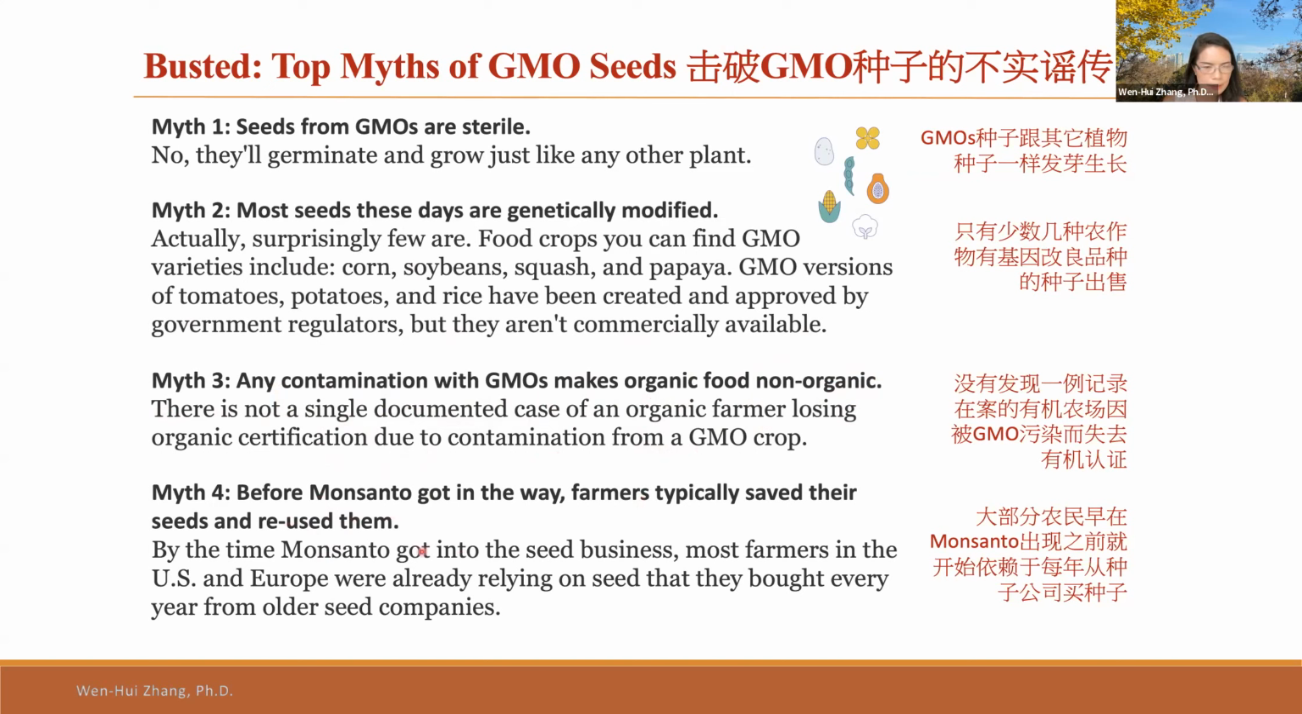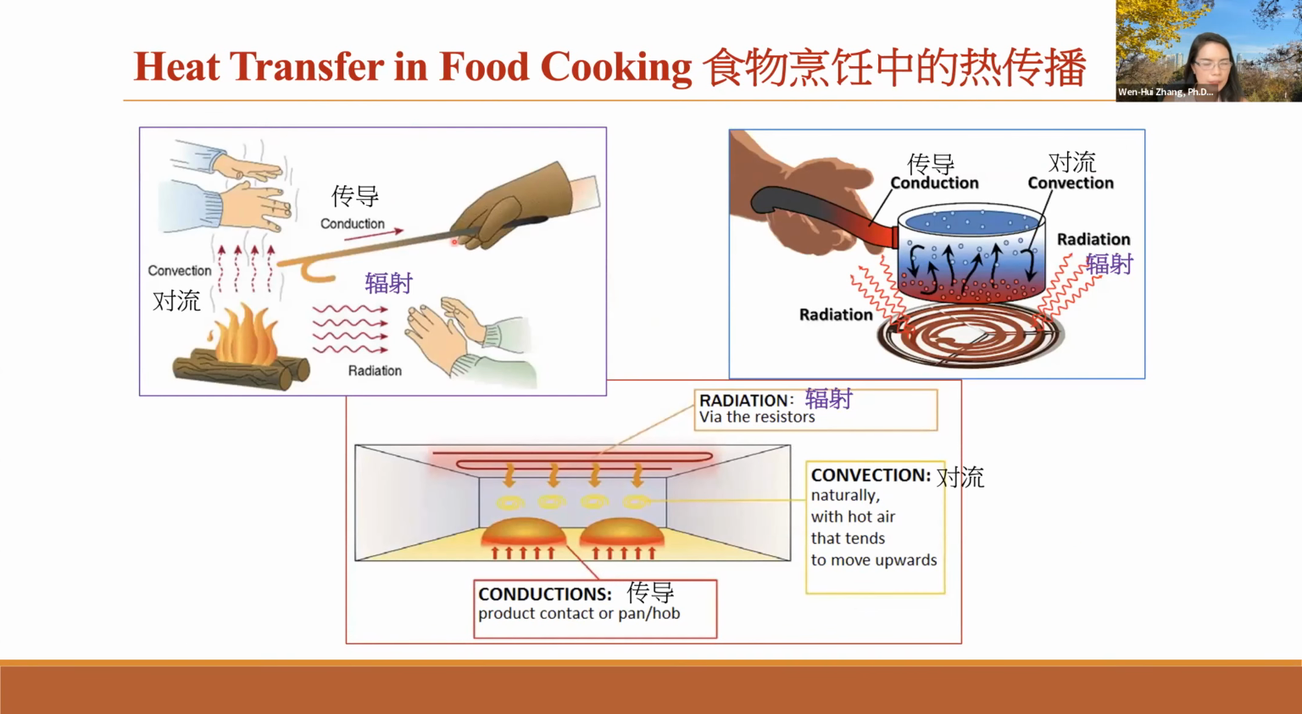And the seeds, they are usable. You can reuse them too. But nowadays, all the crops have been crossbreeding, so it's better to use new seeds anyway, GMO or not. So now lastly, we are going to talk about heat transfer in food cooking.